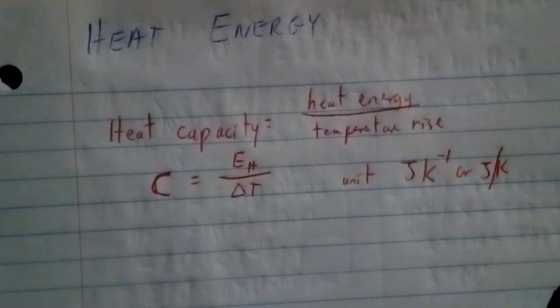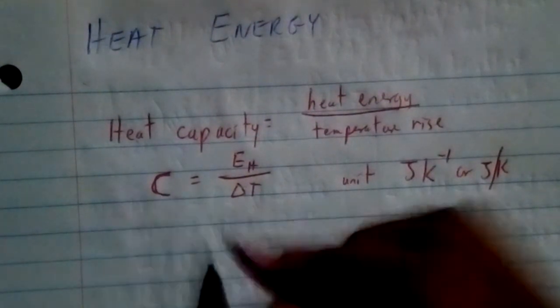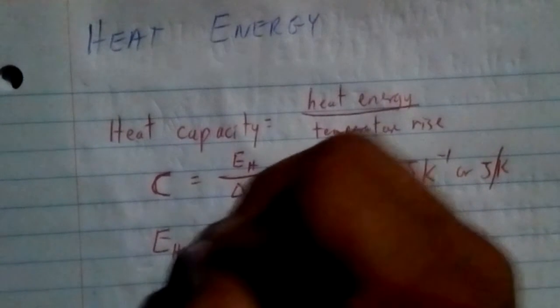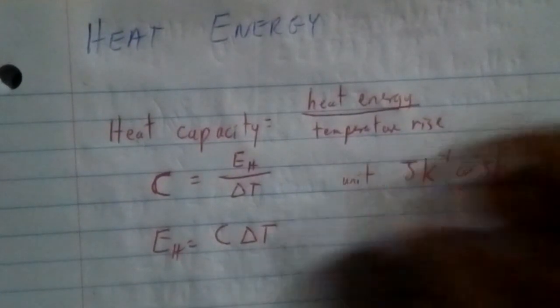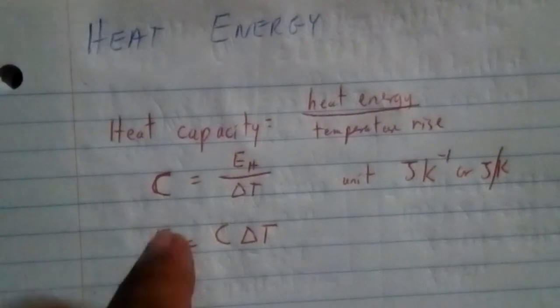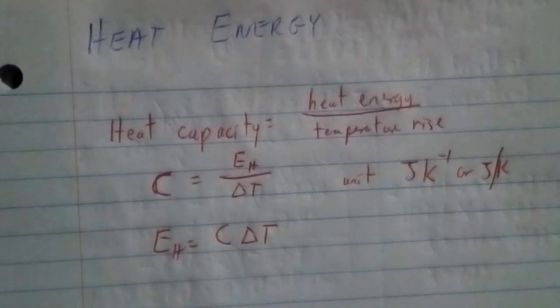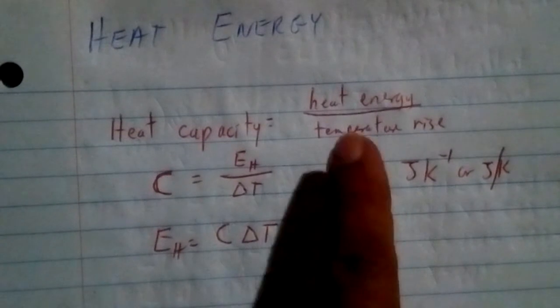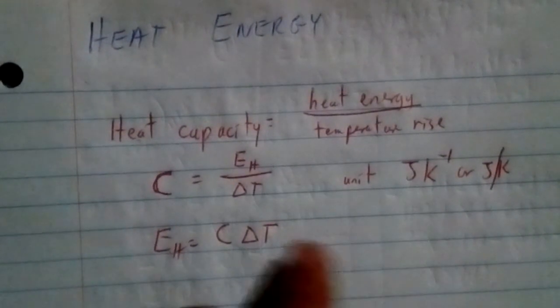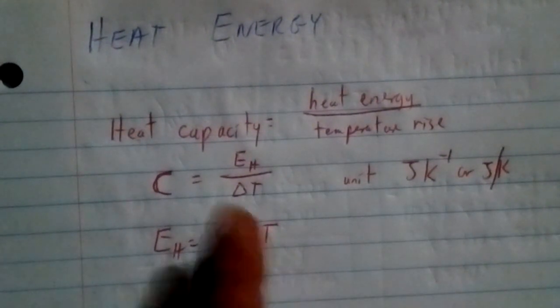So rearranging this equation, we cross multiply, and we end up with heat energy equals the heat capacity times the change in temperature. So that's the heat energy. So what does this mean? This is the amount of heat energy needed for a body to increase by 1 degree Celsius or 1 Kelvin.